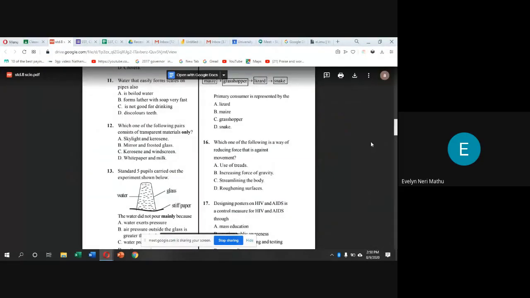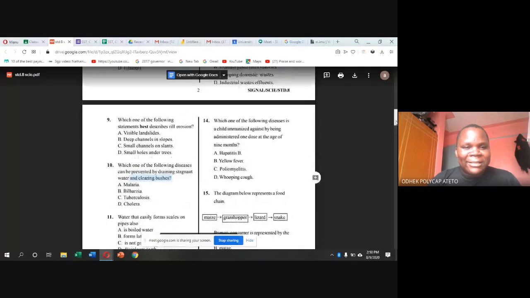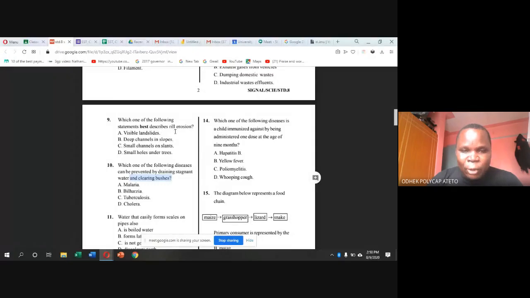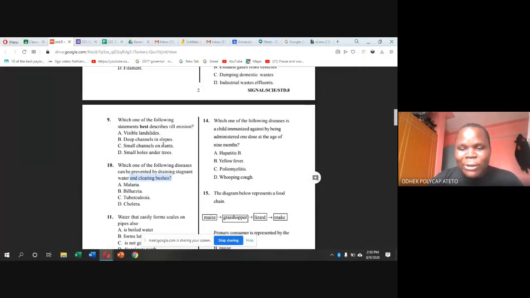Somebody was asking about number 9. Which of the following statements best describes rill erosion? This one we discussed last time, so make sure you check the recording of the last meeting. We discussed all these. Visible landslide, that is sheet. Deep channels, that is gully. Small channels on slants, that is rill. And small holes under trees, that is splash. So the correct answer there is C.